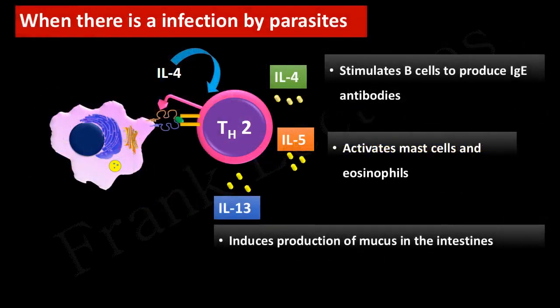So, here we saw that differentiation of T helper type II cells is stimulated by interleukin-4, and they secrete interleukin-4, 5, and 13. The main role of T helper type II cells is to stimulate immunity against parasites, which is mediated by eosinophils and mast cells.